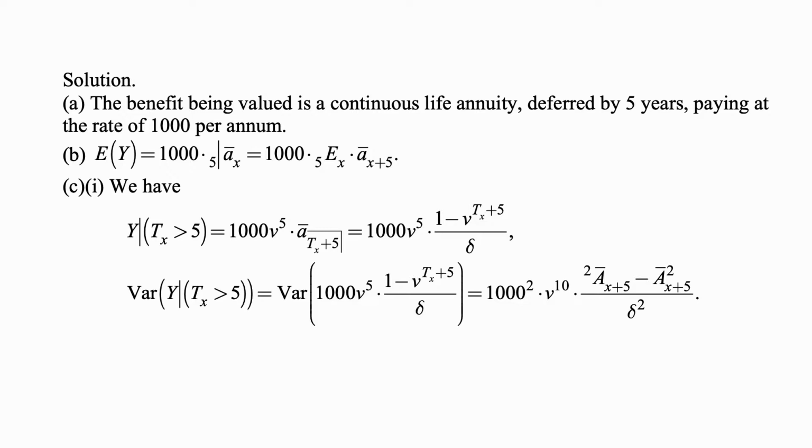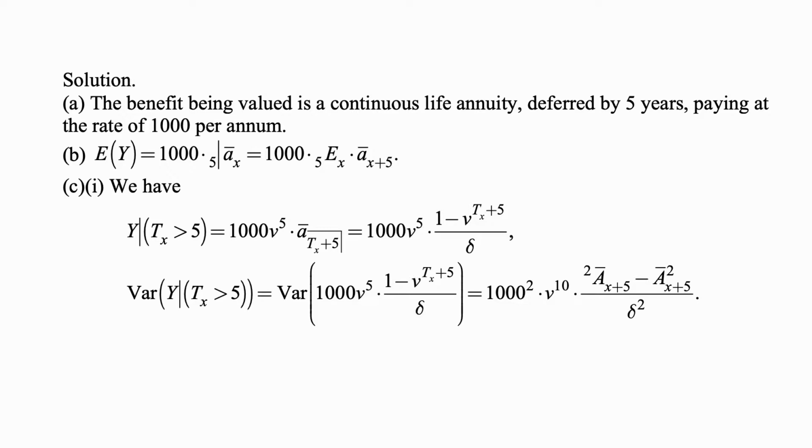So the benefit being valued is a continuous life annuity deferred by 5 years, paying at the rate of 1000 per annum, which is what I told you already. E of Y, therefore, is 1000 times the 5-year deferred a-bar x, which is the same as 1000 times 5Ex times a-bar x+5.